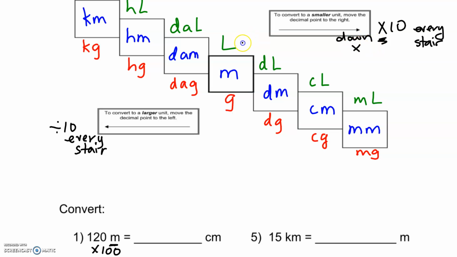So I went down from meters to centimeters, so I know I'm multiplying. I went down 2 stairs, so that means that I multiply by 100 because I have 2 zeros. Okay, so we do 120 times 100, and that gives me 12,000 centimeters. So we know 120 meters is the same as 12,000 centimeters.